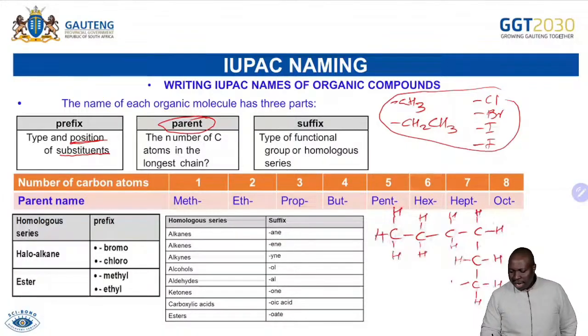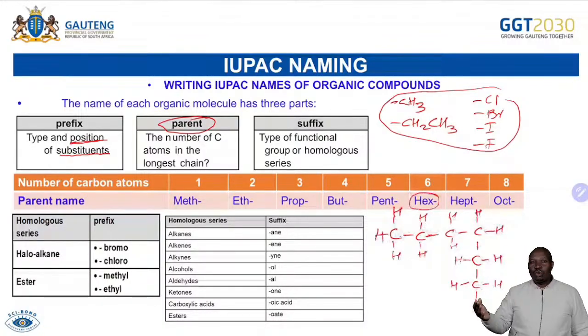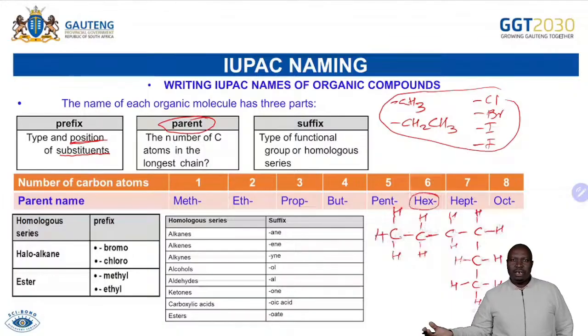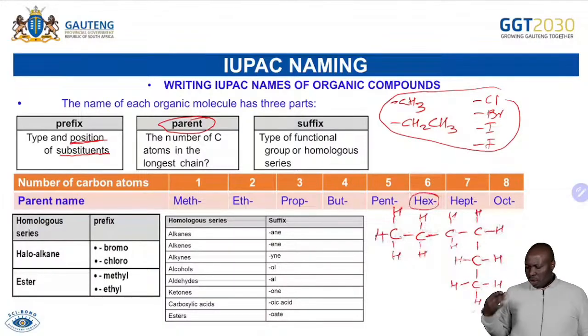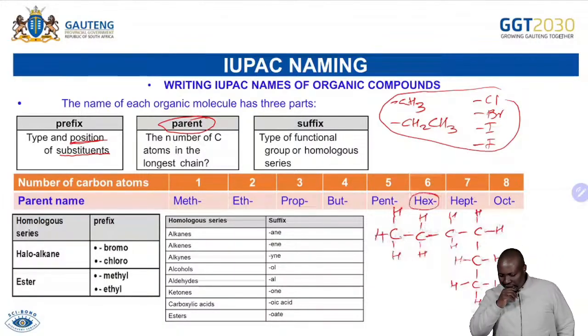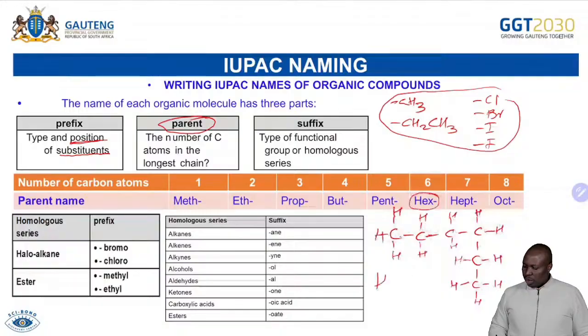And if you check there, we're having 1, 2, 3, 4, 5, 6. So you're able to see that this will be a hex. And because there is no other functional group there except for the carbon-carbon single bonds and carbon-hydrogen bonds, which we use for alkanes, definitely you are going to refer to this one as a hexane.